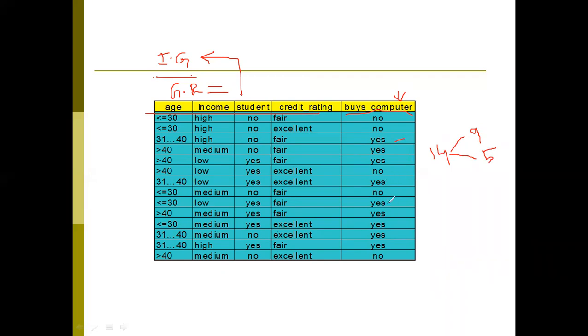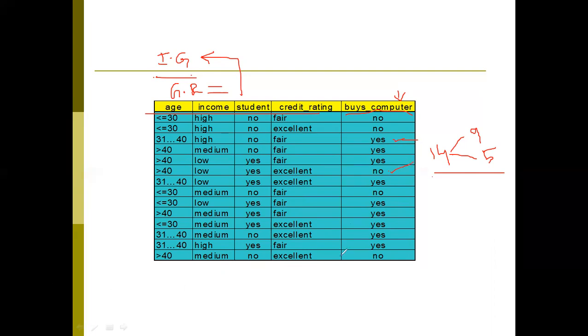Okay, among these records here, 9 instances are represented by using the yes class label. Okay, 5 instances are represented by using the no class label, right? These are the values 14, 9, 5, right?